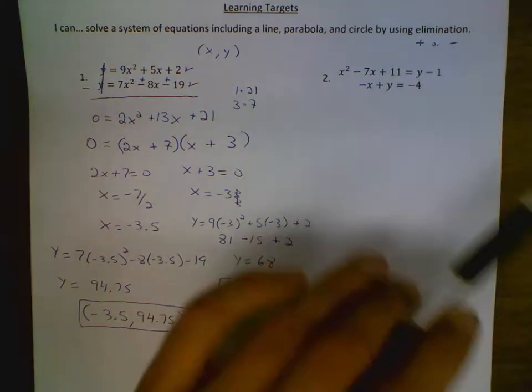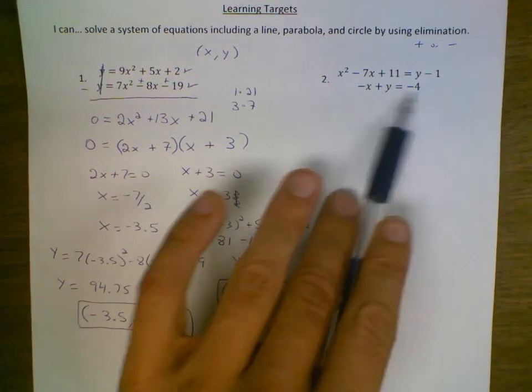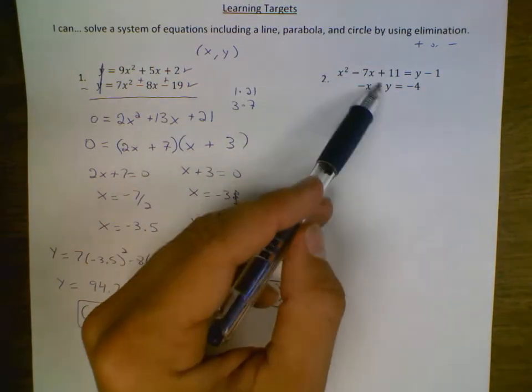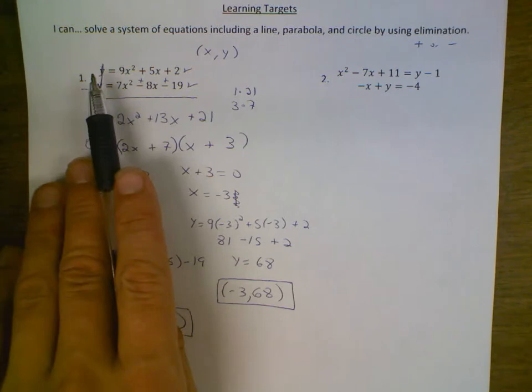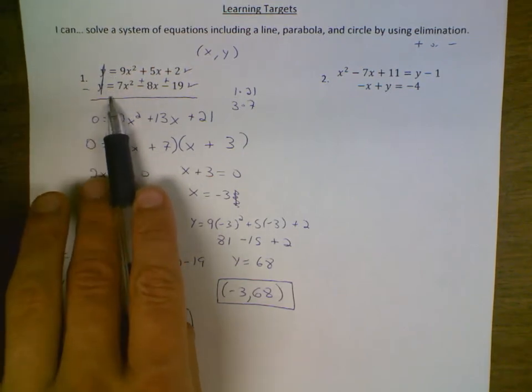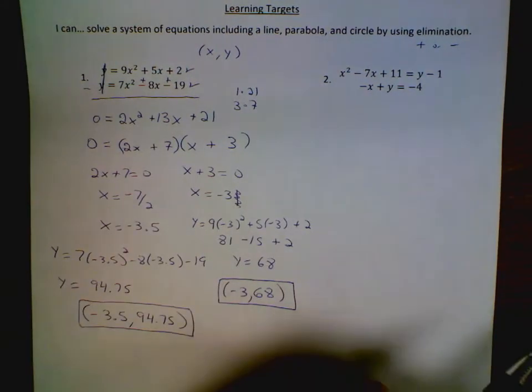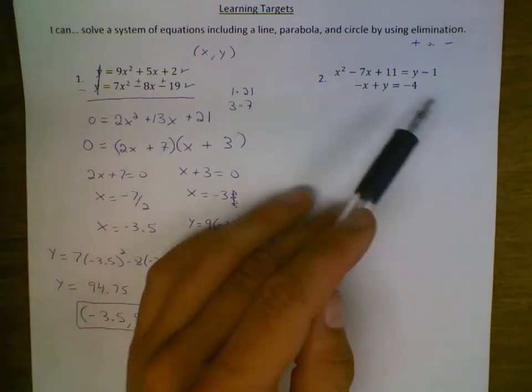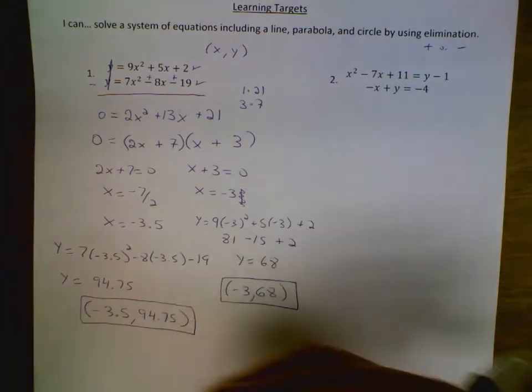Now, once again, I want to add or subtract the equations to eliminate one of the variables. You'll notice, though, nothing's really lined up nicely like it was in number one. In number one, the y's were lined up over top of each other, and I could just subtract the two equations. Here, I don't have that. But what I can do is rearrange these so that I do have it set up that way.